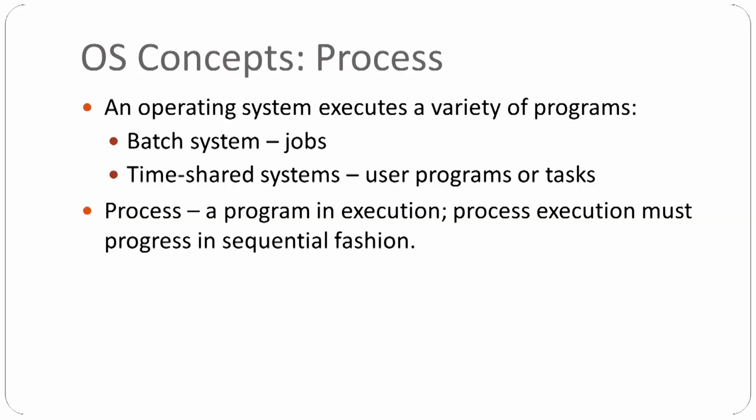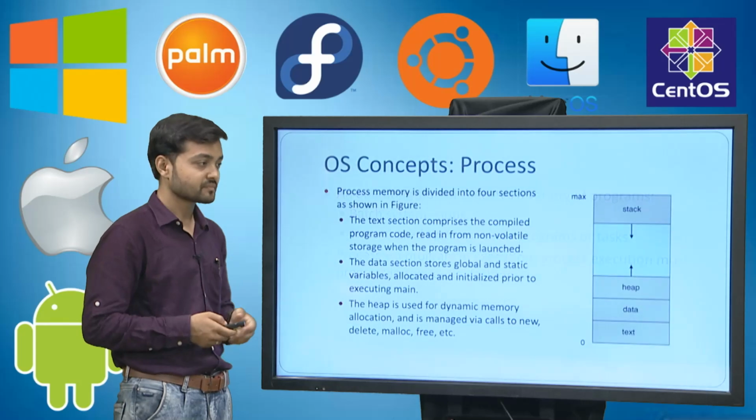An operating system executes a variety of programs. In batch systems they are called jobs, and in time-shared systems they are called tasks or user programs. A process is nothing but a program in execution. Process execution must progress in a sequential fashion.